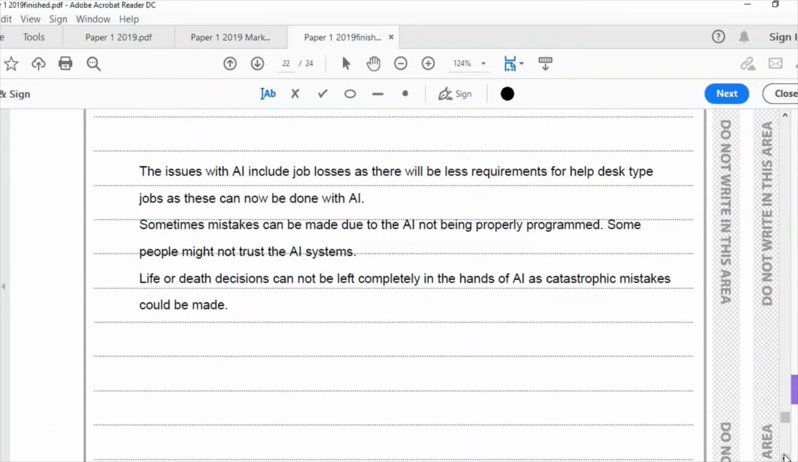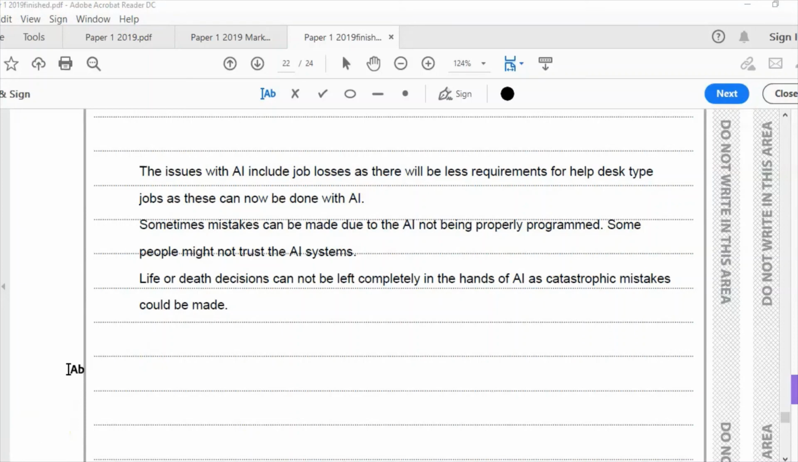I'm talking about issues. So the issues with AI include job losses, as there will be less requirements for help desk type jobs. These can now be done with AI. Sometimes mistakes can be made due to the AI not being properly programmed. Some people might not trust the AI systems. Life or death decisions cannot be completely in the hands of AI, as catastrophic mistakes could be made. So to meet those 6 marks there, I've got a bit about how it's done, a bit about its uses, and a bit about the issues with AI.